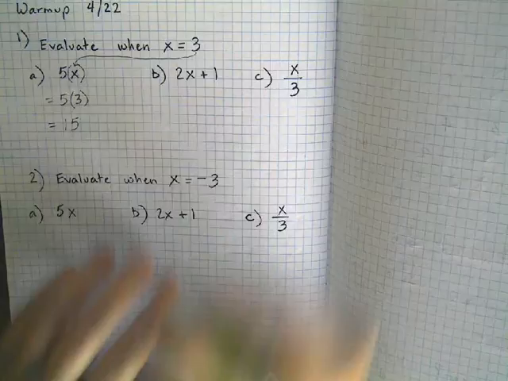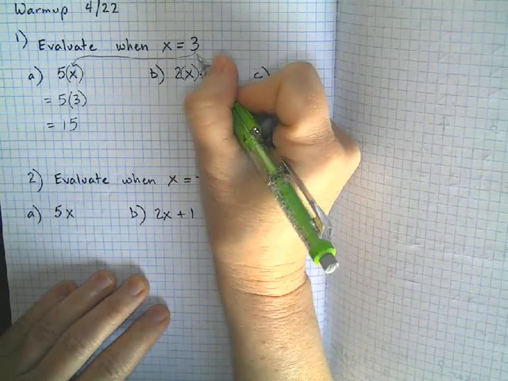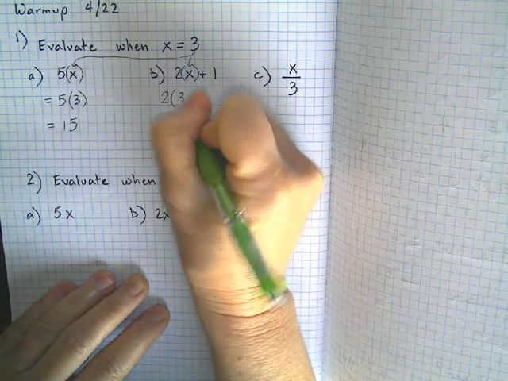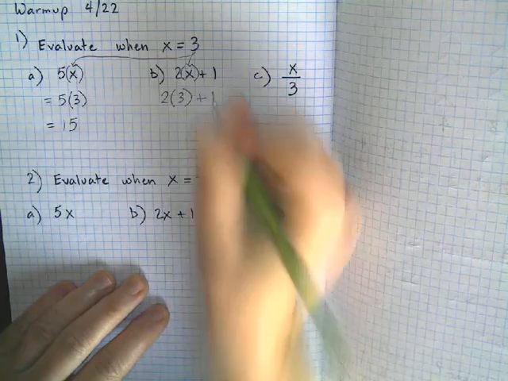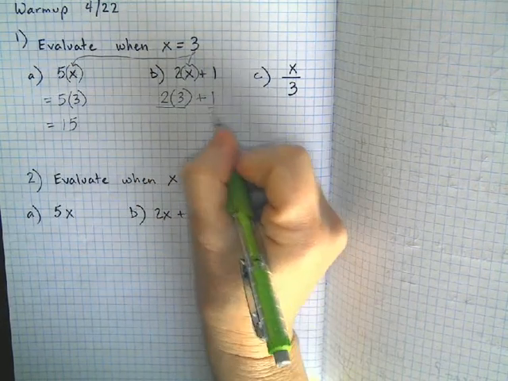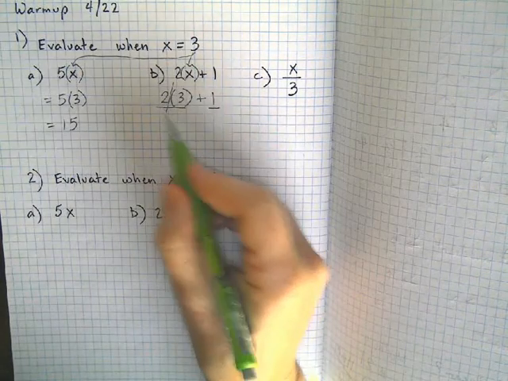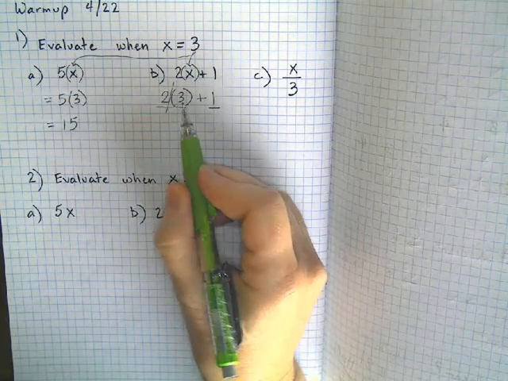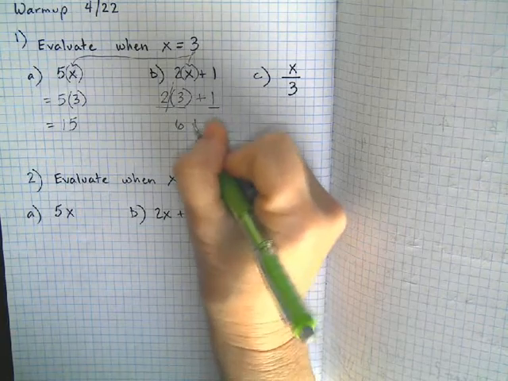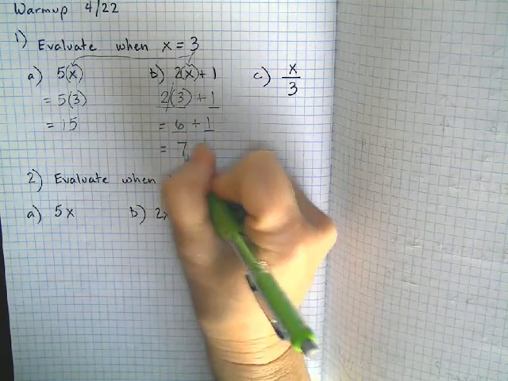We're going to do it again here. Where the x is, I'm going to put parentheses, and I'm going to put in my 3. So I'm going to have 2 parentheses 3 plus 1. If it helps, let's go ahead and parse. Underline, plus sign, underline, and slash. So we need to simplify this term. 2 times 3, 2 groups of 3 is 6. So then I have 6 plus 1, which is equal to 7.